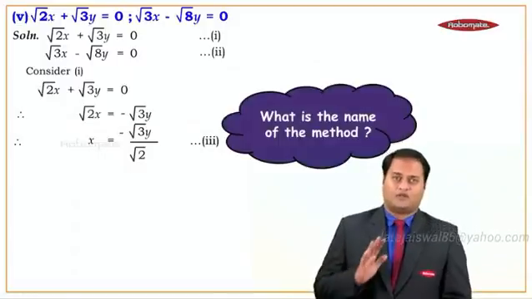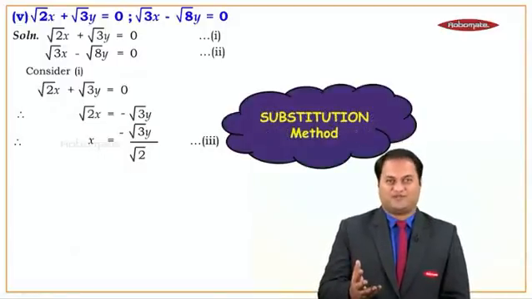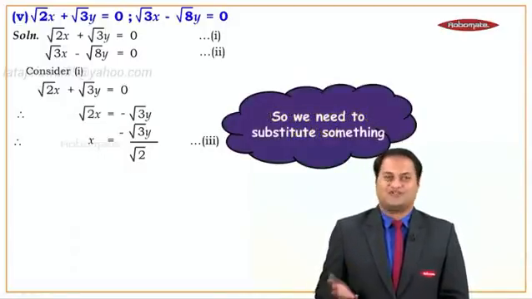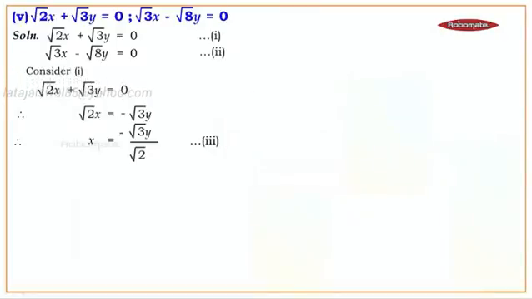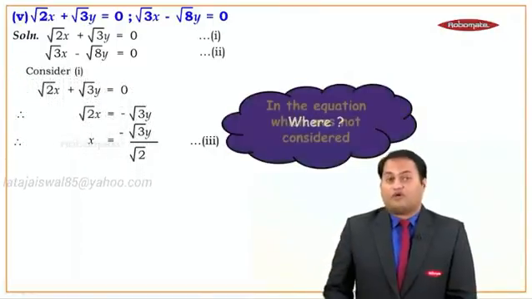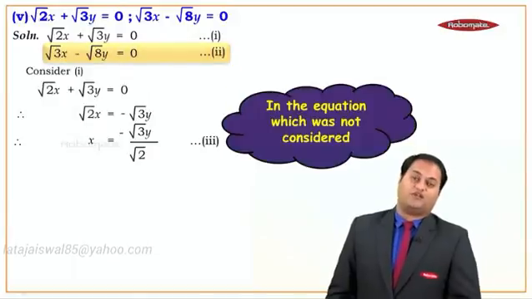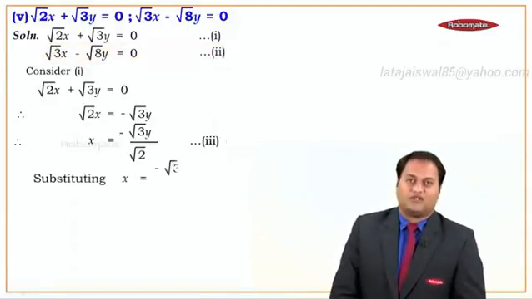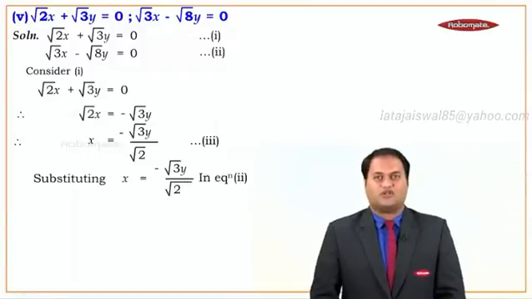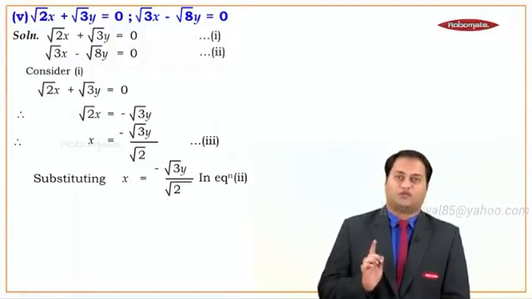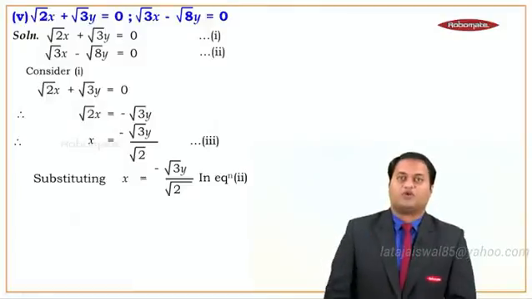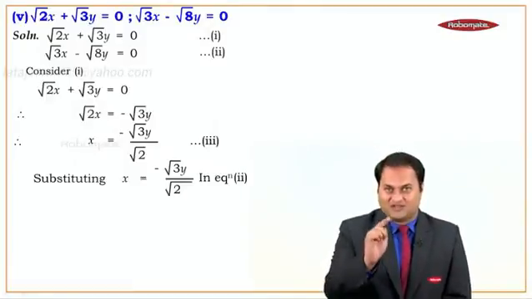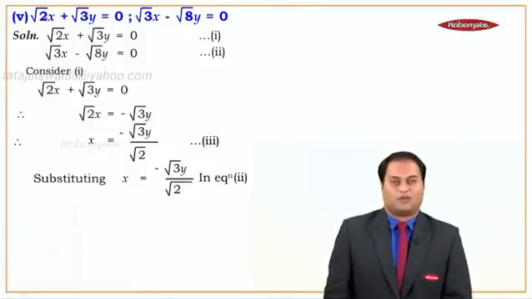Clear? Name of the method? Substitution method. So what we need to do? Substitute. Where we need to substitute? Whichever equation was not considered, and that is equation number 2. So now let us substitute equation number 3, that is x is equal to minus root 3y upon root 2, in equation number 2. So in equation number 2, in the place of x, you substitute minus root 3y upon root 2.